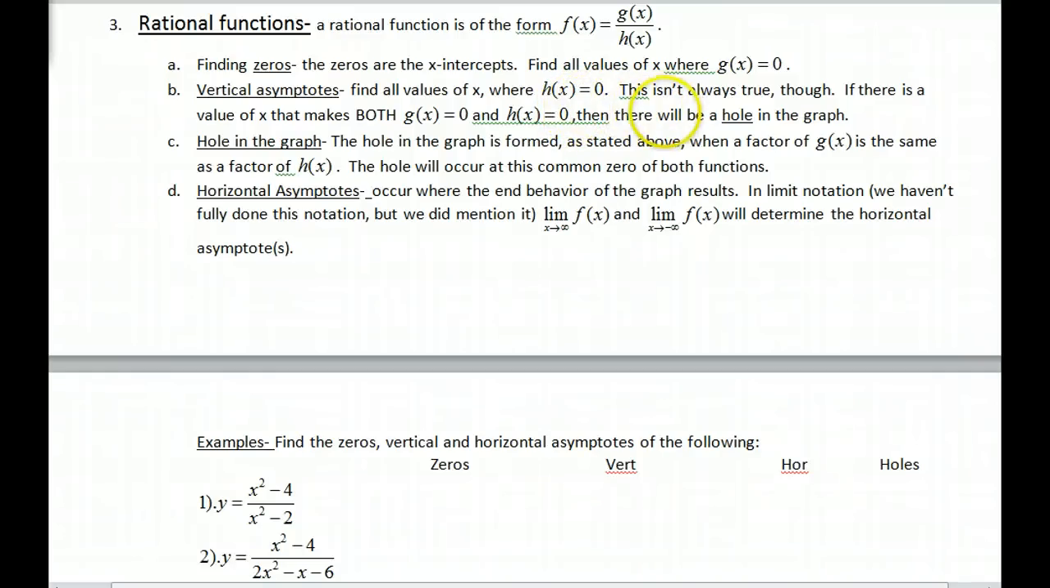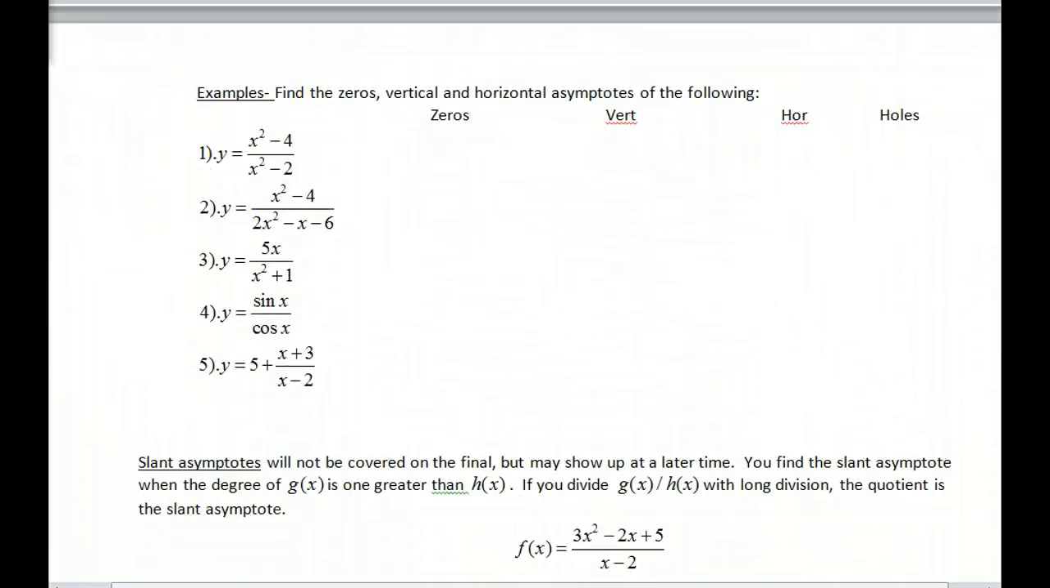That's not always true, though, because if there's a value that makes both the numerator and the denominator 0, there will be a hole in the graph. And as we said, the hole in the graph is formed when the numerator and denominator both have the same factor. And then horizontal asymptotes, this is what we call your end behavior. So we use the limit notation here. As x goes to infinity of f of x, or x goes to negative infinity of f of x, will determine the horizontal asymptotes. So let's jump into some samples here.